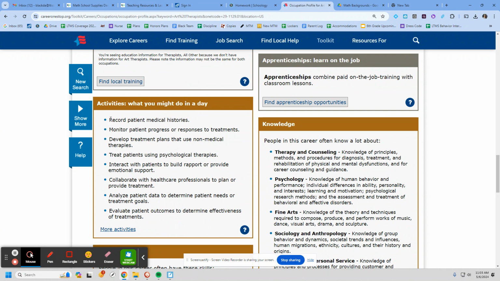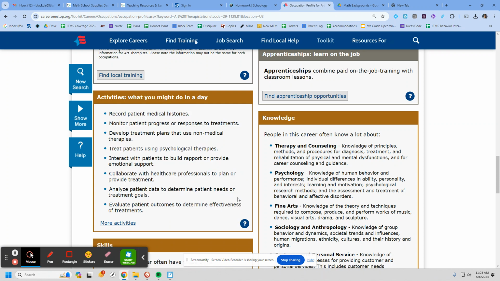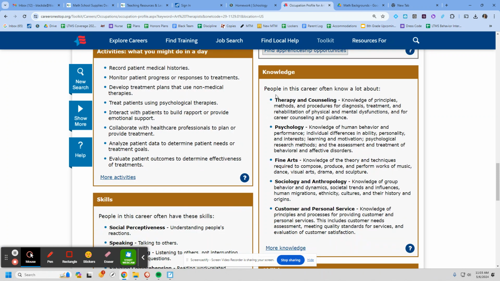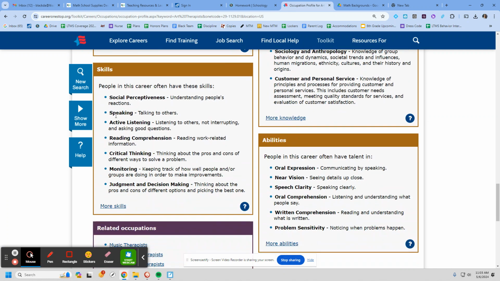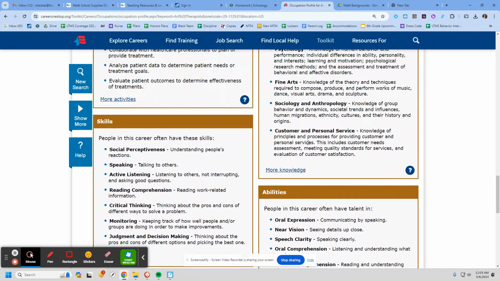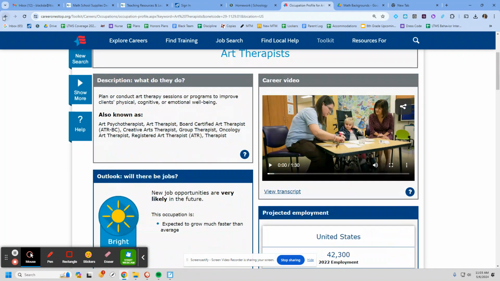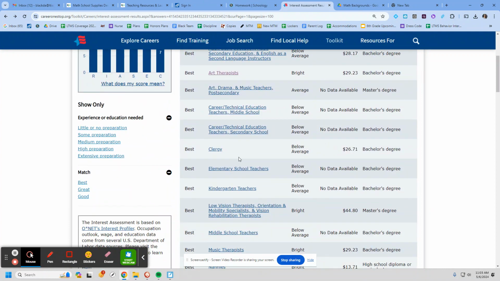So if you're not really sure what this job entails, read through the list of things you might do. People in this career know a lot about these topics. People often have these skills. This would be good to look over, these abilities. So there's a ton of good information. So look through several jobs. Click on some that you haven't heard of maybe, or some that you're curious about.